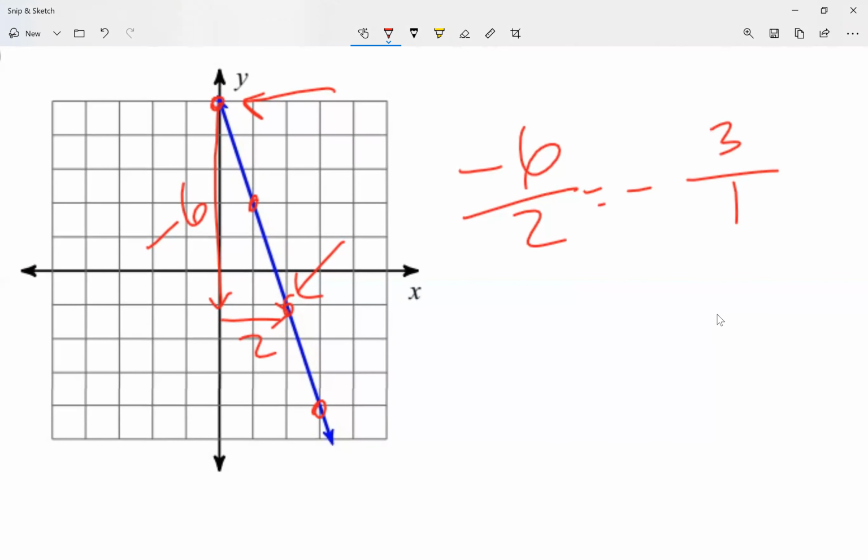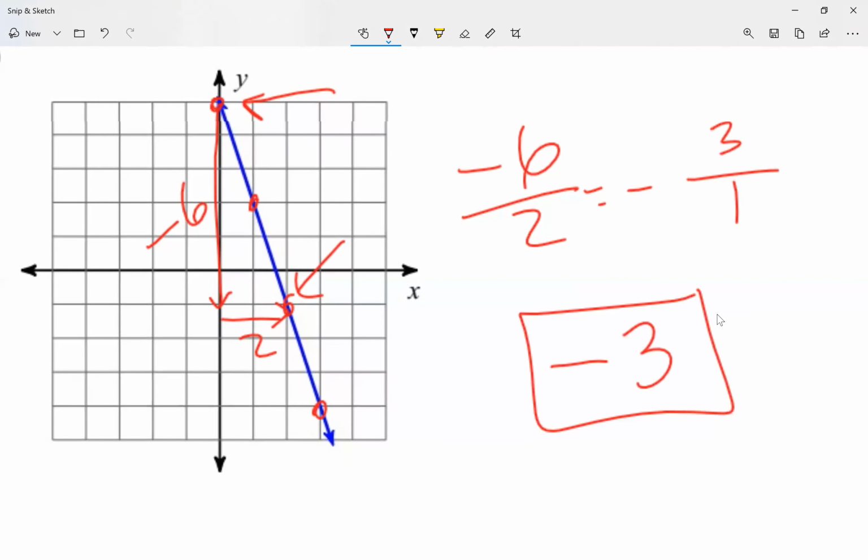Not only do I get my number smaller, but remember I said earlier, anything over 1 stops being a fraction. So my answer is still a negative, the negative in front of it, but 3 over 1 is just 3. Anything over 1 stops being a fraction. So my answer is -3.